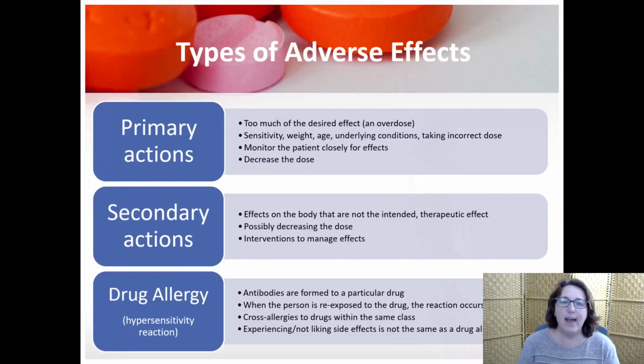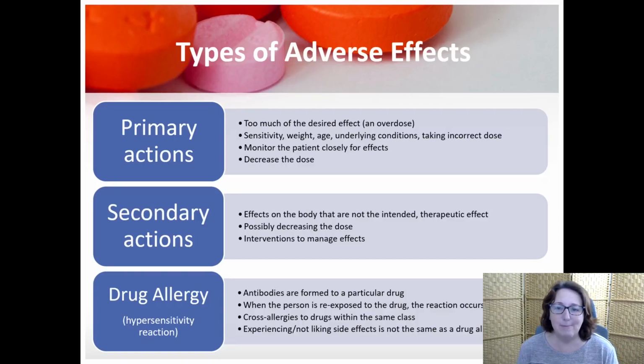There are different types of adverse effects. First are primary actions. This can occur when the drug is doing what it's supposed to do, but it's doing too much of it. So, for example, anticoagulants prevent blood clots by interfering with the clotting process. If an individual takes too much of the drug, or if they are sensitive to effects of the drug, so the body reacts more strongly than anticipated, they can have excess bleeding, which is not the intended or therapeutic effect of the medication.